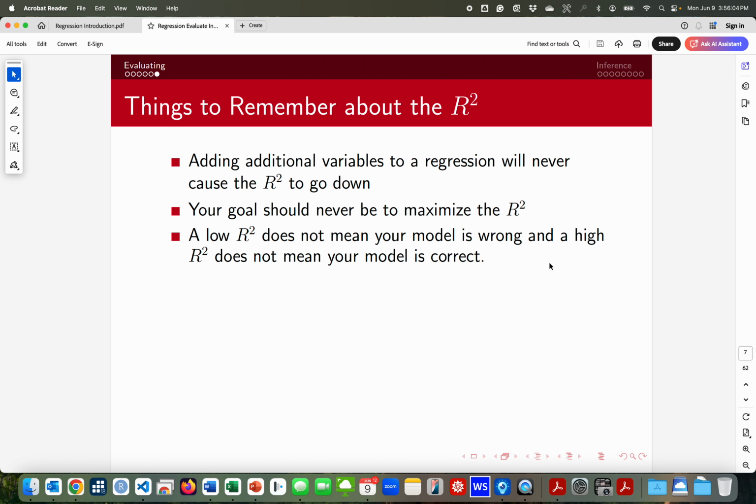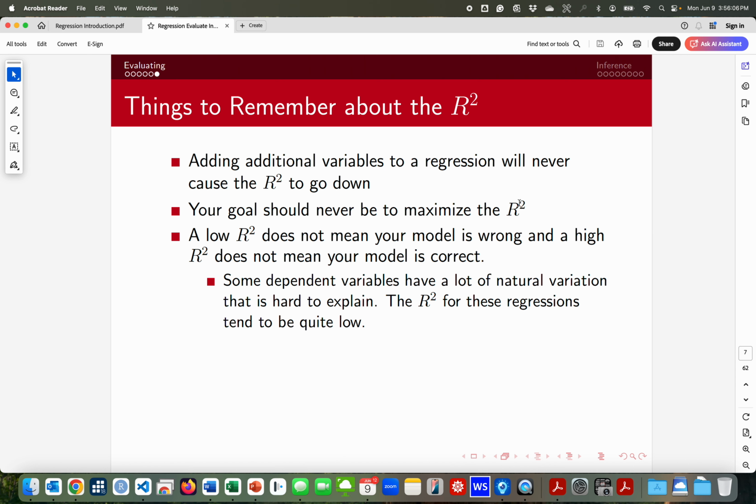But that doesn't mean your model is correct. There are some dependent variables that are hard to explain. So if you think about the birth weight of a child, there are a lot of factors that explain how much a child would weigh, and it's just hard to predict. I know you can have ultrasounds and checkups with the doctor prior to the delivery, and they could still be off by 20-30%.